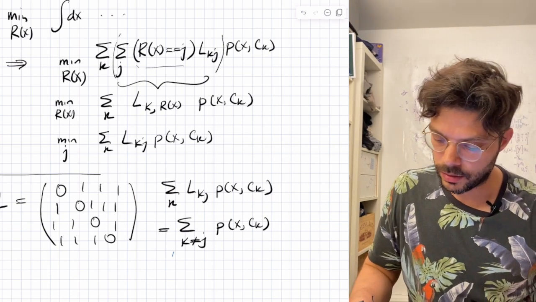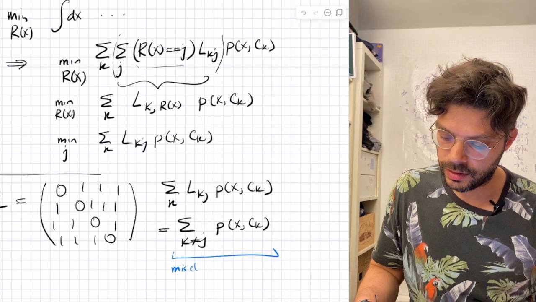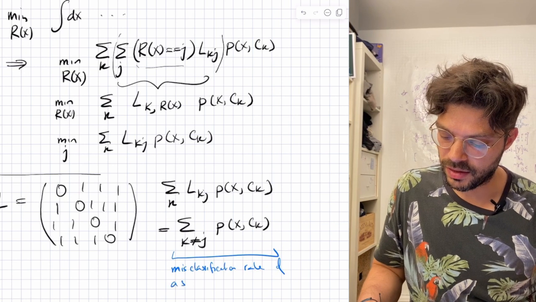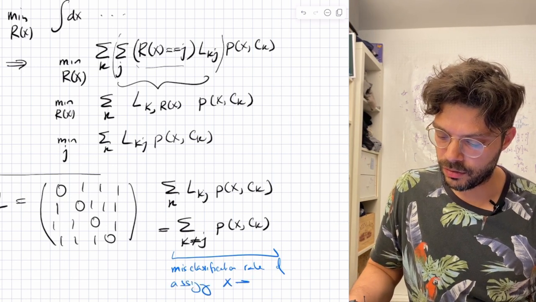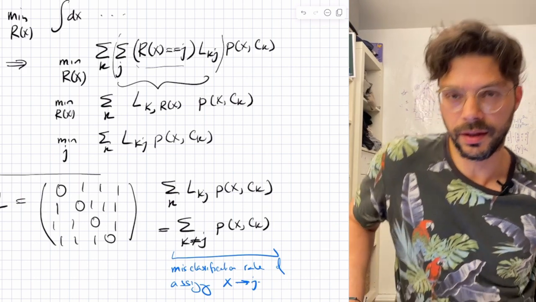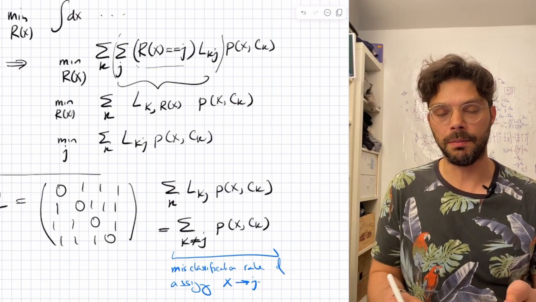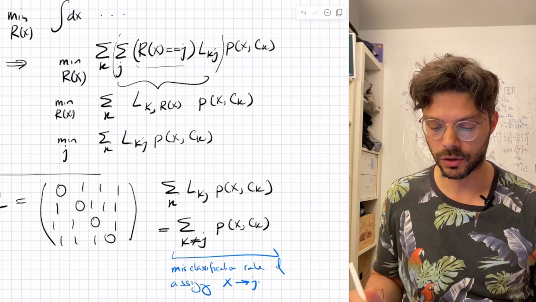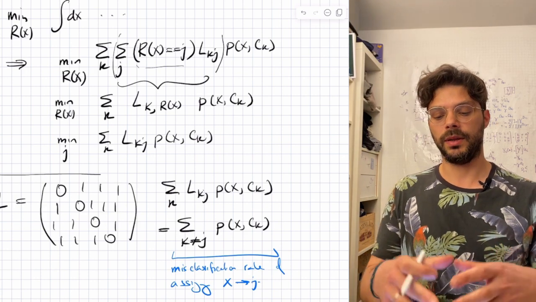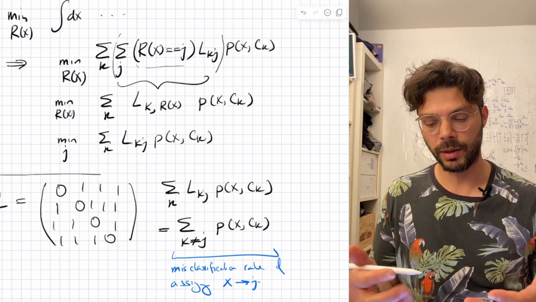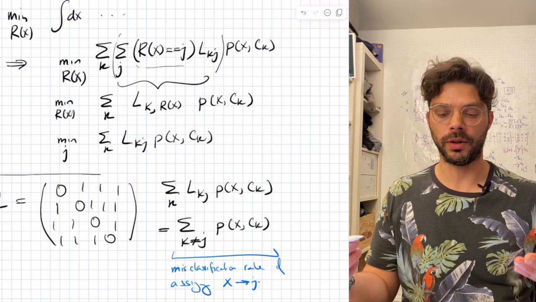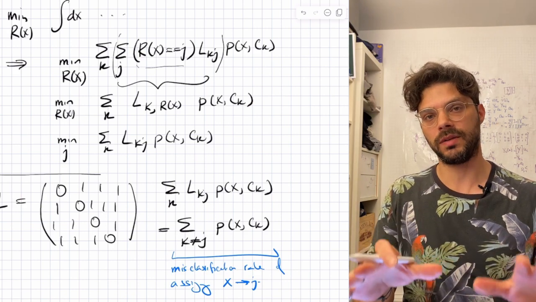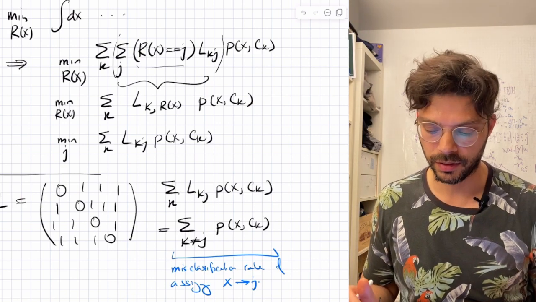So this is the misclassification rate of assigning x to j. In that setting, you pick the j that minimizes it. So minimizing this over j is exactly the same as minimizing the misclassification rate. That's just to say that this loss matrix framework encapsulates and is more general than just capturing the misclassification rate, and it can do that as well. So misclassification rate is a special case of these loss functions.